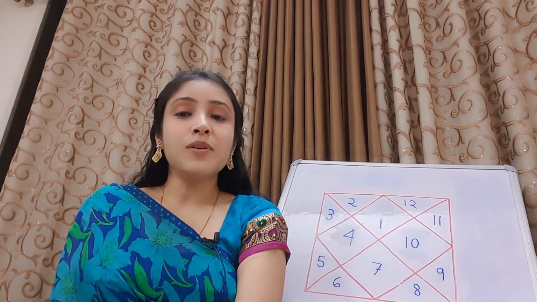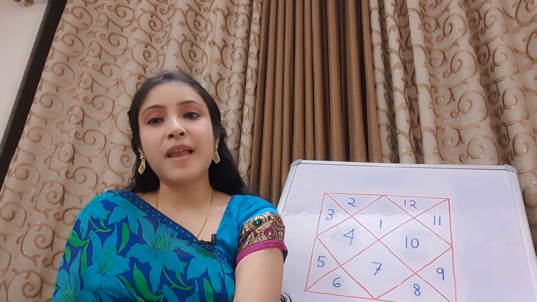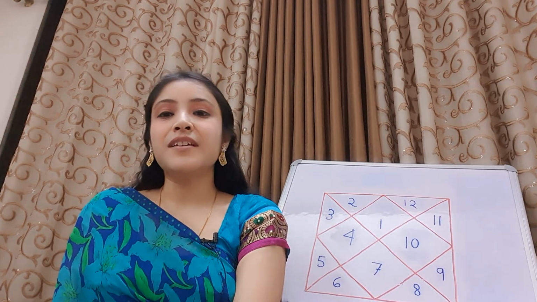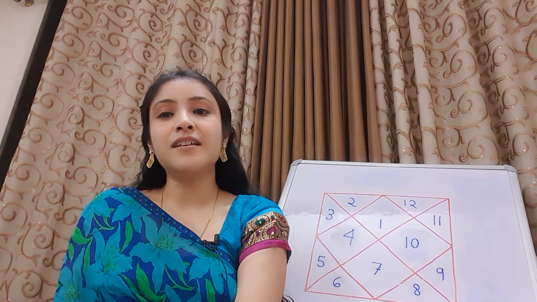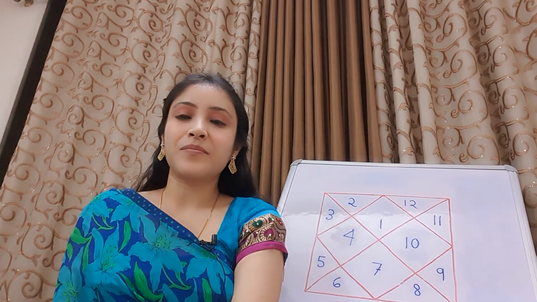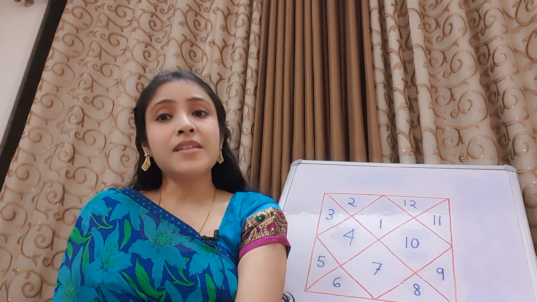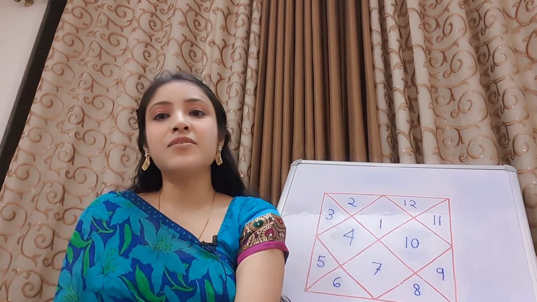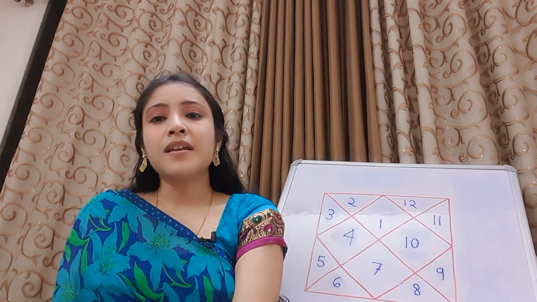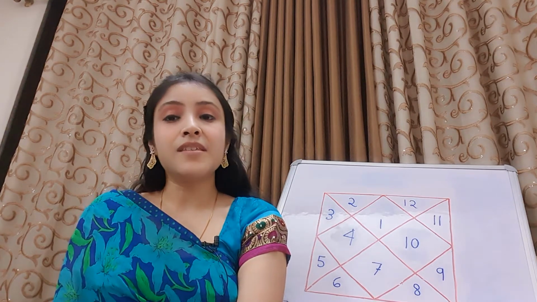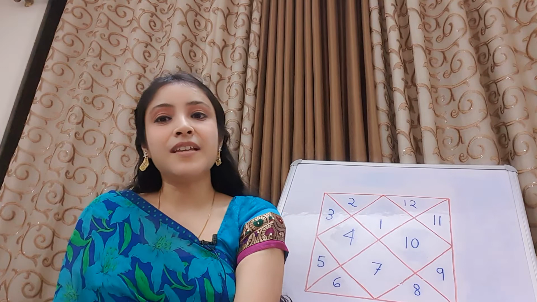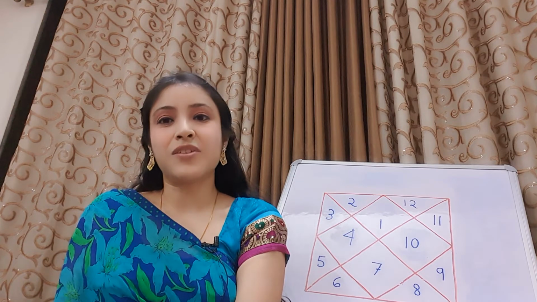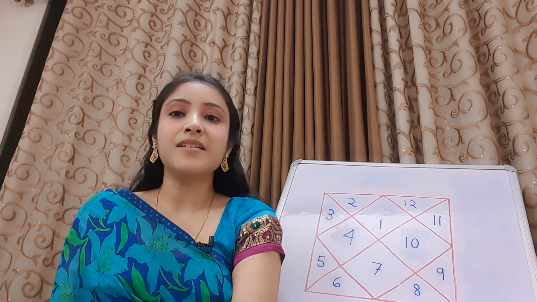And there are, as I told you, 9 planets. What are those planets? Sun, Moon, Mars, Mercury, Venus, Jupiter, Saturn, Rahu and Ketu. The 3 extreme outer planets, Uranus, Neptune and Pluto, are generally not considered in Vedic Jyotish. But you can also consider them for making certain predictions. I personally feel that even those 3 extreme outer planets should be taken into consideration. We will talk about those planets later on.